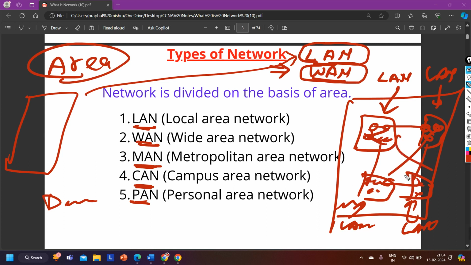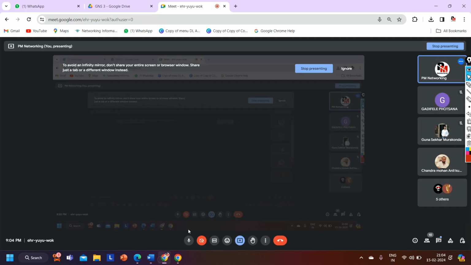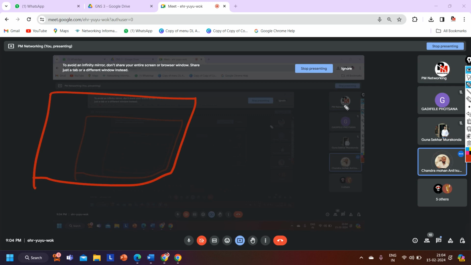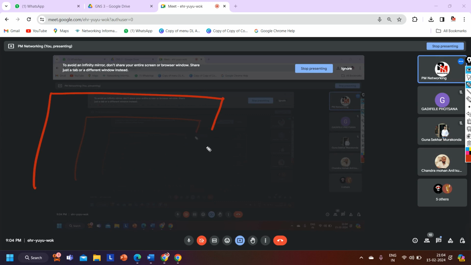So this type of network is what? CAN. Right? So campus area network. In a campus there are 4 buildings, in each building we have one LAN, and we are connecting all LANs together. So this type of network can be called CAN, campus area network. In the same way, let's say I am implementing one network in a city. Let's say this is Delhi.